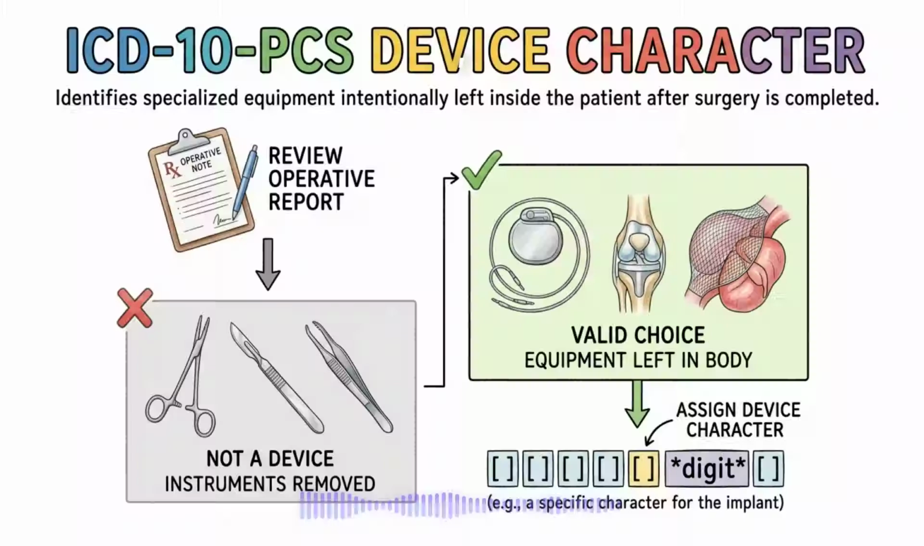The device character in ICD-10-PCS is used to identify specialized equipment that is intentionally left inside the patient's body after the surgery is completed. Examples of devices include a cardiac pacemaker, a joint replacement implant, or a surgical mesh used for hernia repair. If a surgical instrument is simply used during the procedure and then removed, it is not considered a device and is not coded. You must pay close attention to the operative report to determine if an implant or device remains in the body long after the surgery.